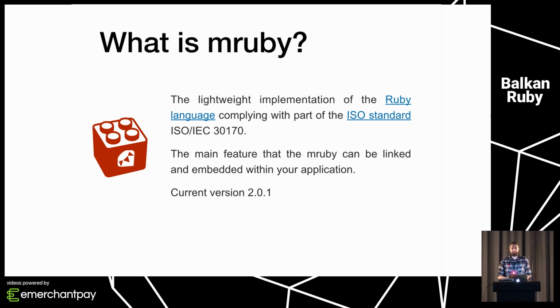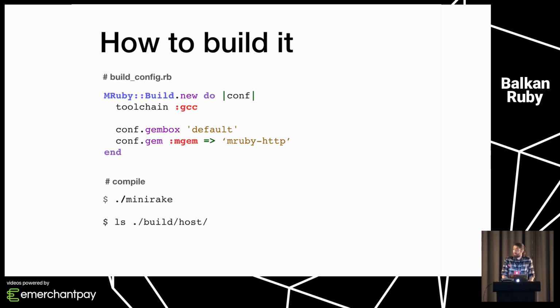So today I'm going to talk about Mruby, and the first question: what is Mruby? Has anyone heard something about Mruby? Raise your hand. Oh, it's cool, really cool. So what is Mruby? A lightweight implementation of the Ruby language, compliant with a part of the ISO standard. And the main feature is that you can embed Mruby code in your application. The current version is 2 right now, but when I met Mruby, it was version 1.4.